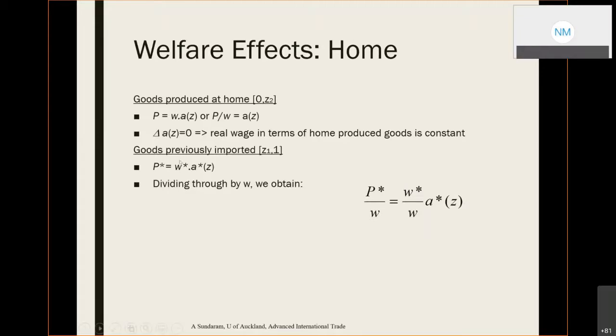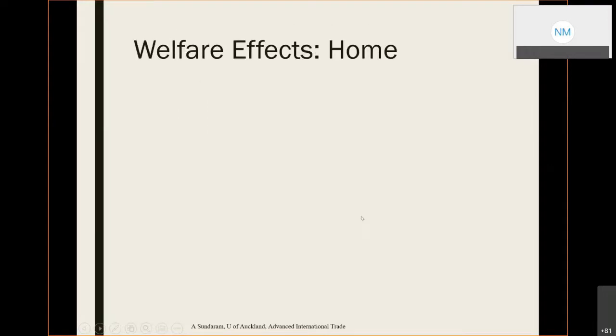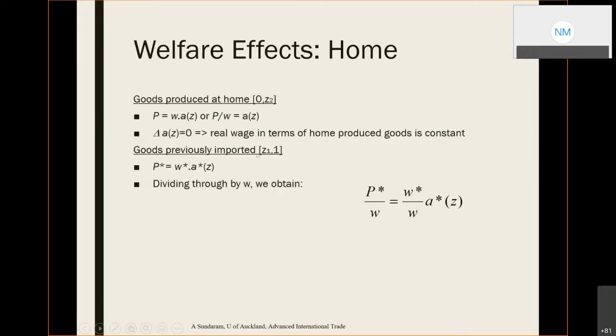But now let's look at what happened to goods that were previously imported, Z1 to 1, right? So if you remember, Z1 to 1 was being imported earlier, and it's still being imported. What happens there? Well, because these goods are being imported, China is the cheaper producer of these goods, right? And the Chinese price, P star, for these goods is W star times A star, right? Now, if we divide through by W, what we see is P star over W is just W star over W times A star.